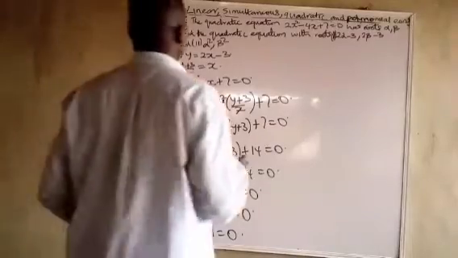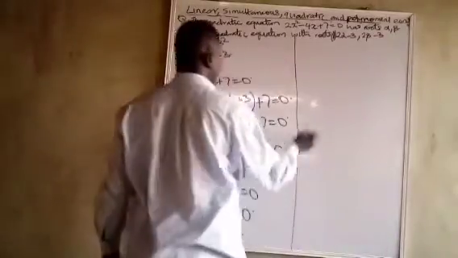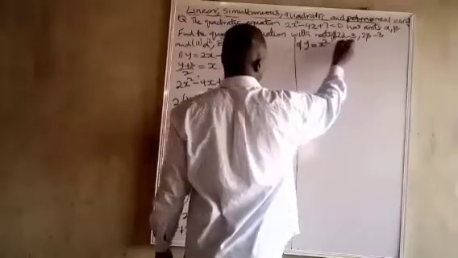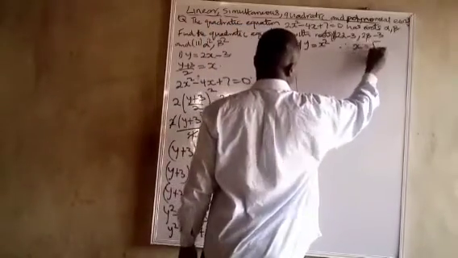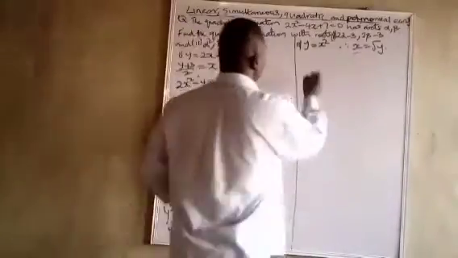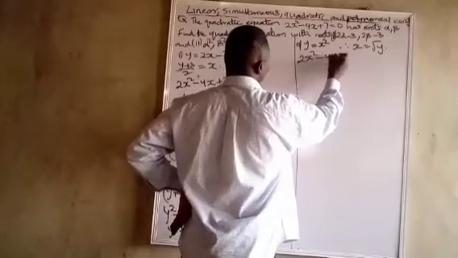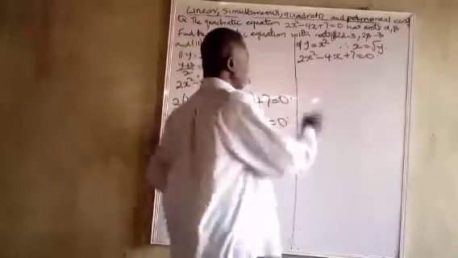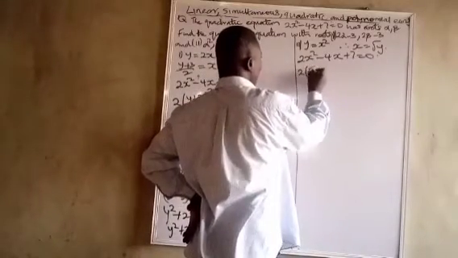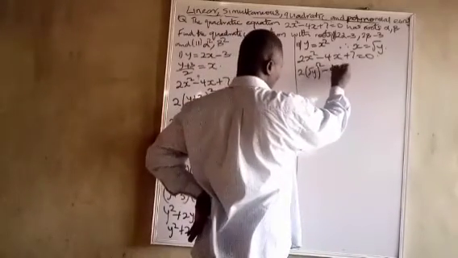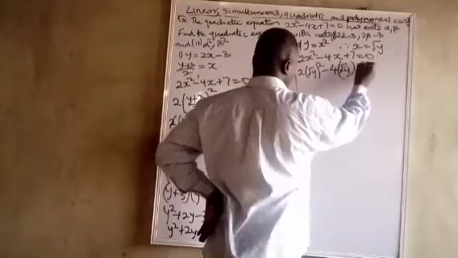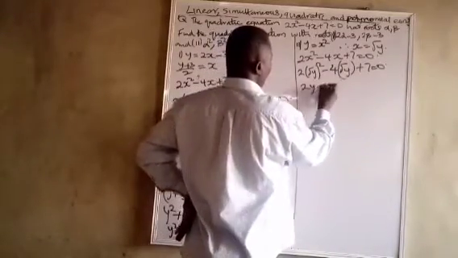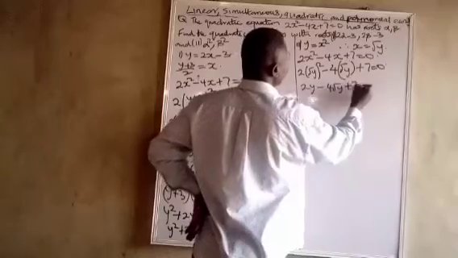Now for the other one, the second one, y equals x squared. Therefore, x equals root y. The original equation is 2x squared minus 4x plus 7 equals 0. So we substitute root y for x in the equation. We are going to have 2 into root y squared minus 4 into root y plus 7 equals 0. So this gives me 2y minus 4 root y plus 7 equals 0.